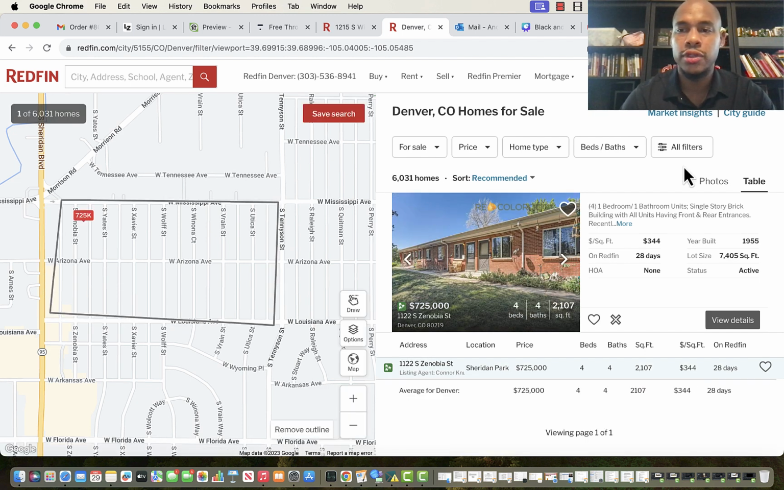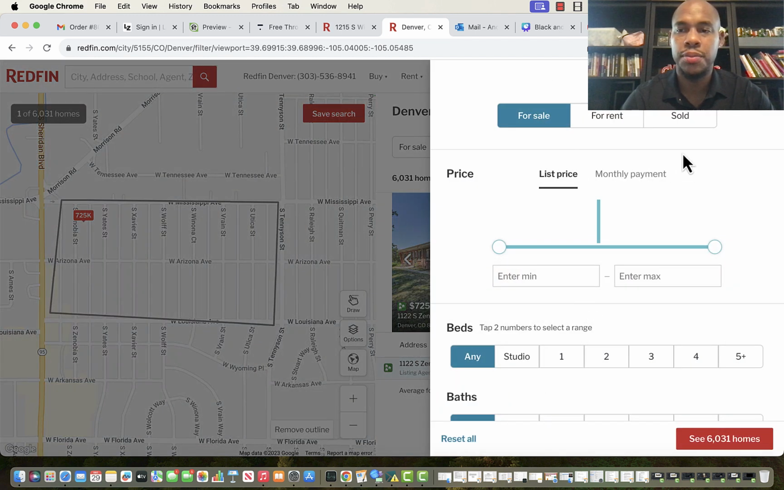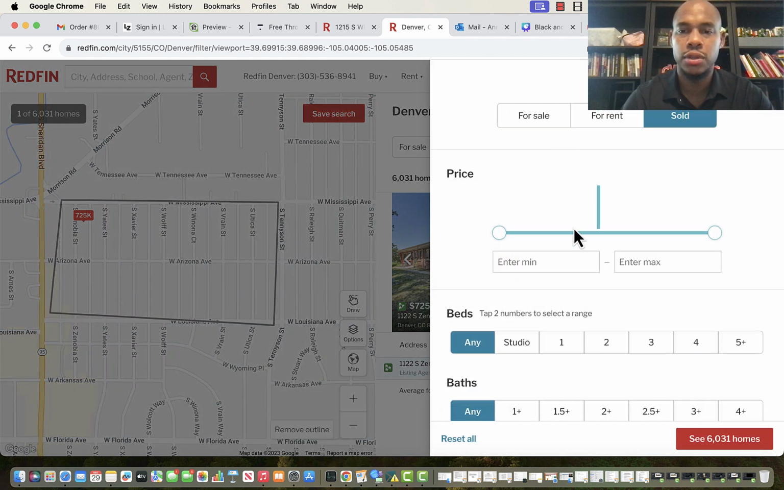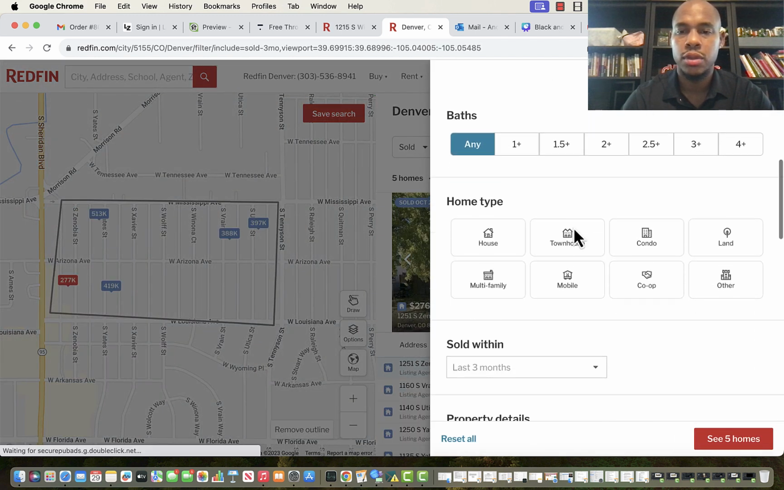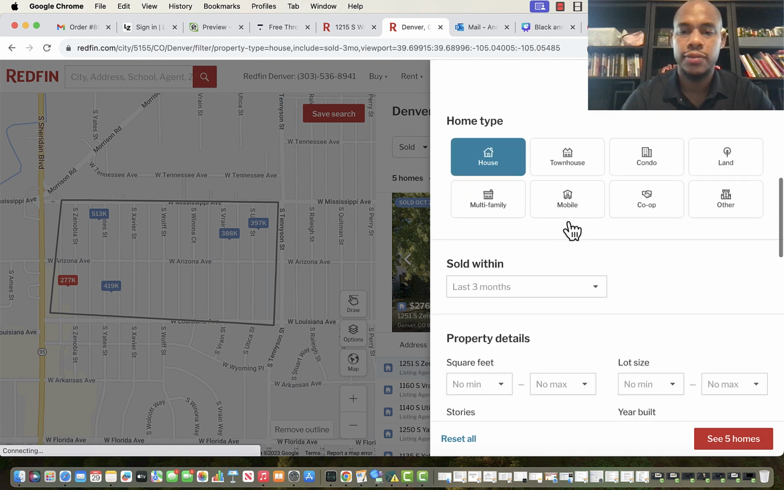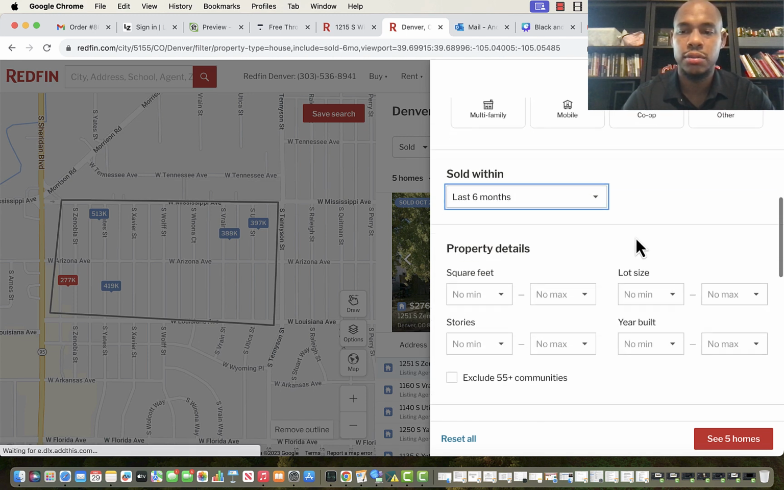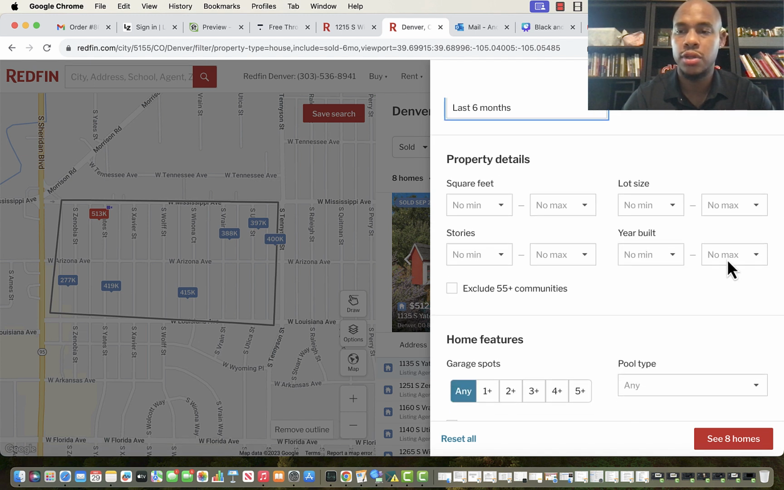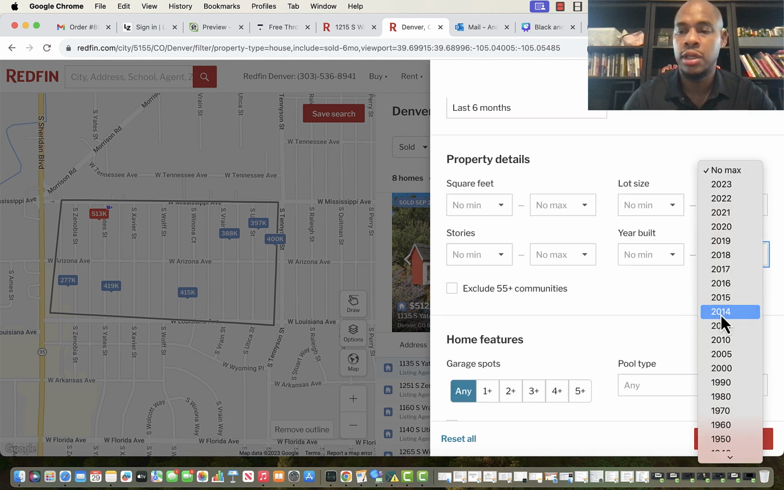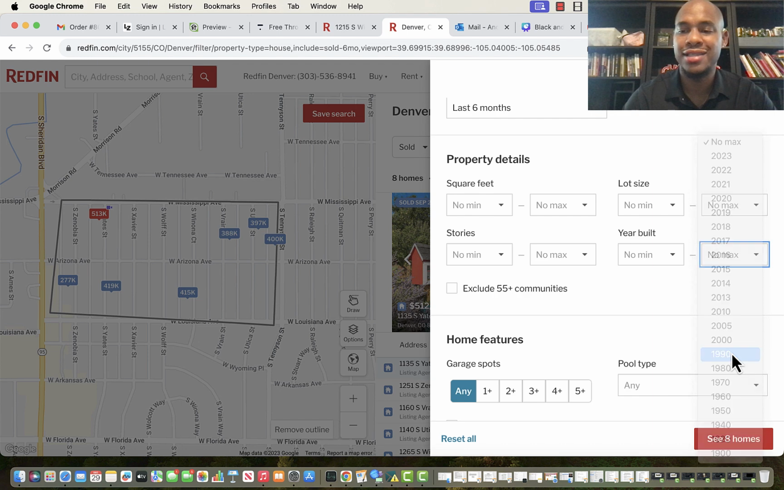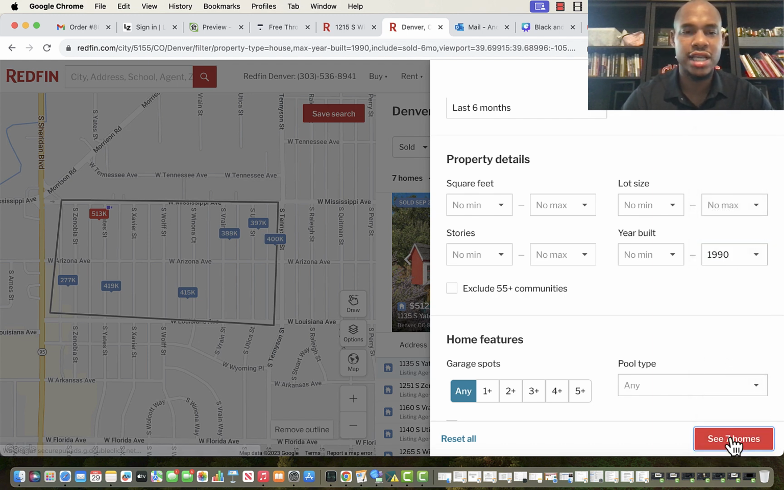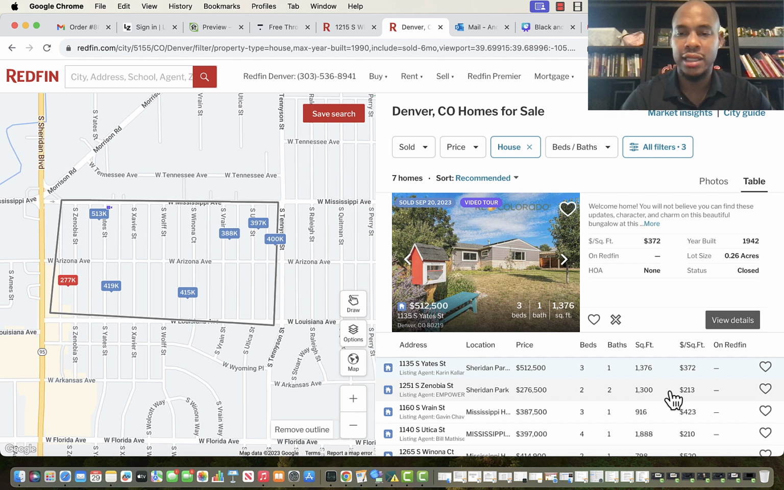And now we can go over to the filter side and we can start putting our filters in. We want sold. We want house. And we want last 6 months. And also, of course, year built, just to knock out any new construction. We're going to do max 1990. All right, so looks like we have 7 homes to analyze.